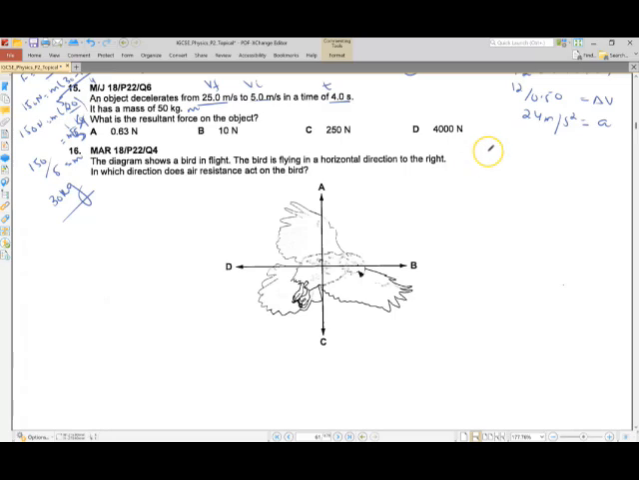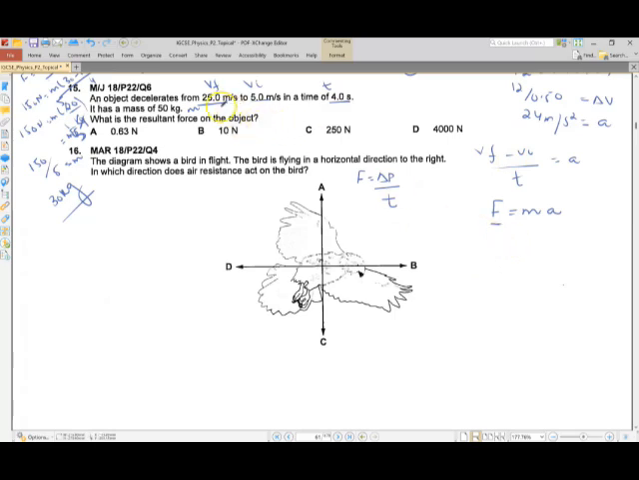So we can do it in 2 steps. In 1 step we can find out the acceleration, and then put this acceleration into the formula F is equal to ma, and that is how you are going to find the resultant force on the object. Or you can do it in 1 step by using the formula F is equal to delta P over T. Okay, let's do it this way first, no problems.